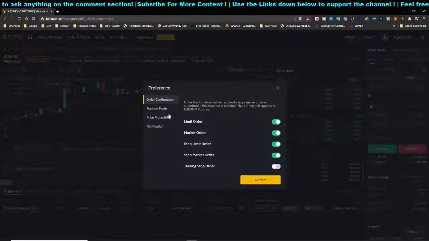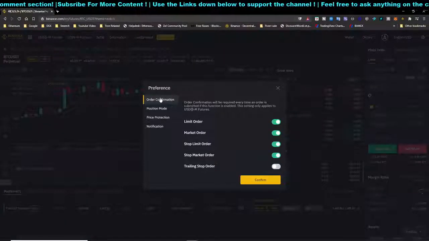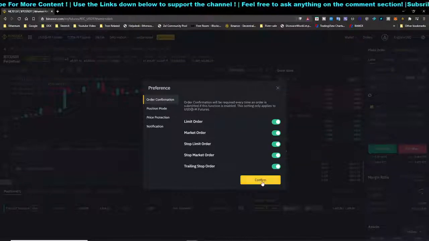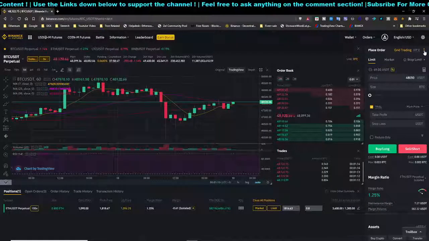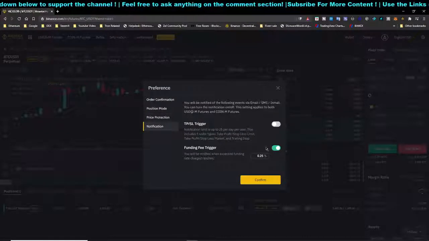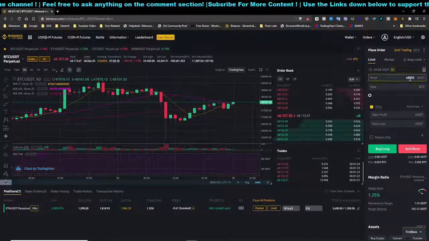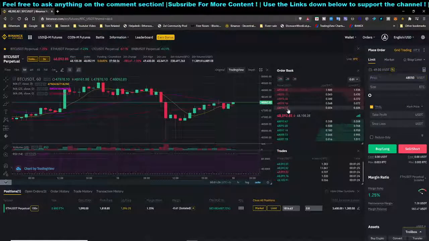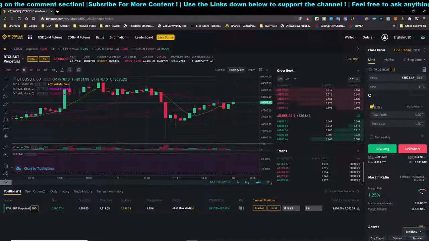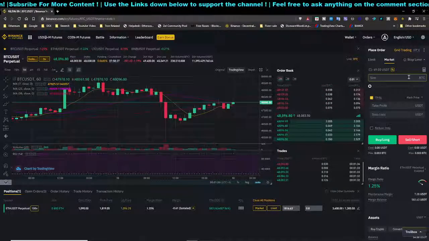Here I'm going to use the preference, and I will advise you to head over to the preference, then the order confirmation, and make sure that orders have a confirmation, and then click on confirm. This is to confirm your orders before you make any trades and to prevent trades being placed by mistake. Over here we are going to do a market order. For this tutorial itself, I'm going to teach you how to place an order, so we are going to do the market order.